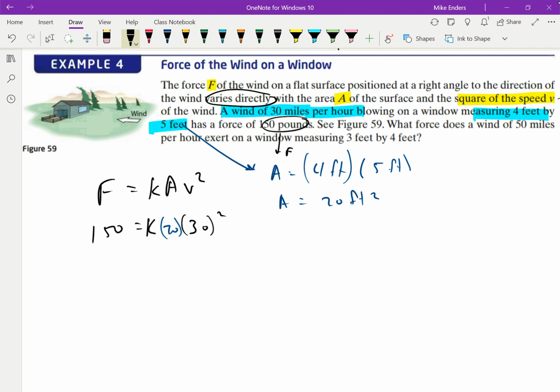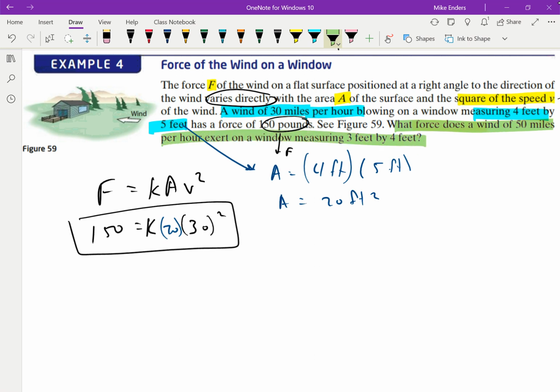What we can do is solve this equation for K. Then we know our constant, because our question is going to be asking what force a wind of 50 miles per hour exerts on a window measuring 3 feet by 4 feet. Before we get to that piece, we have to finish up this equation and solve for K.